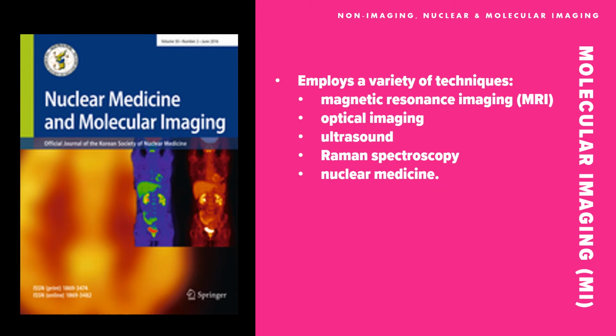There are a few types of techniques available for MI. Some of them listed here are magnetic resonance imaging, or MRI. You also have optical imaging, ultrasound, Raman spectroscopy, and another one we call nuclear medicine. In nuclear medicine, there are a few things that we'll explain after this, which in detail will be explained by Dr. Shahril under his lecture about the diagnostic in clinical application.